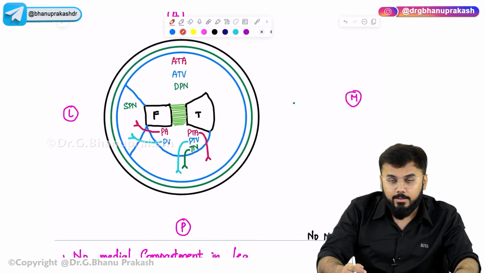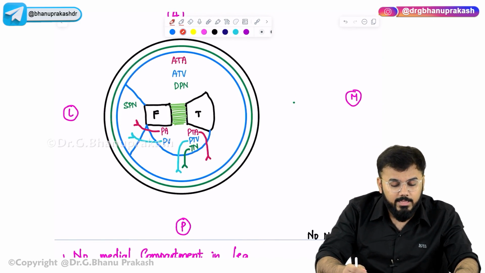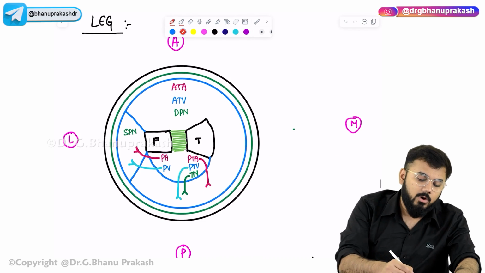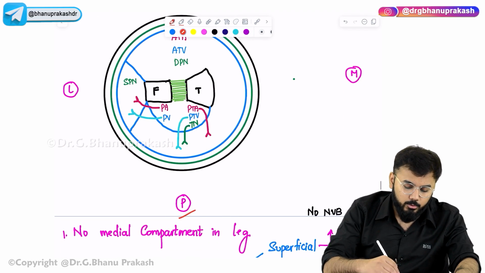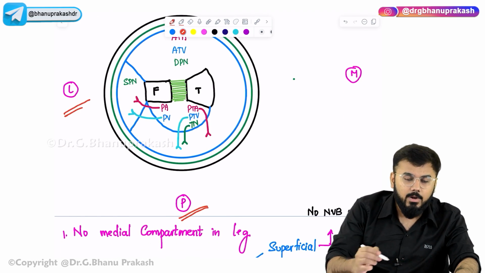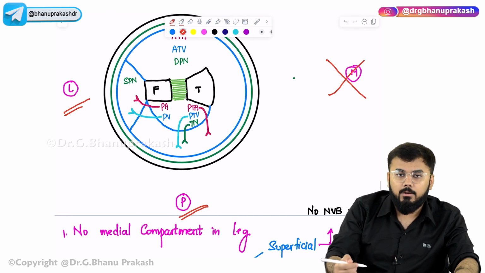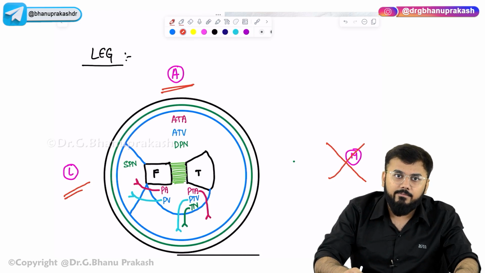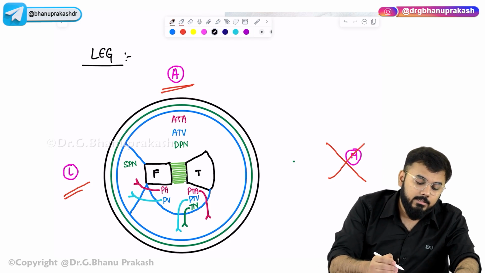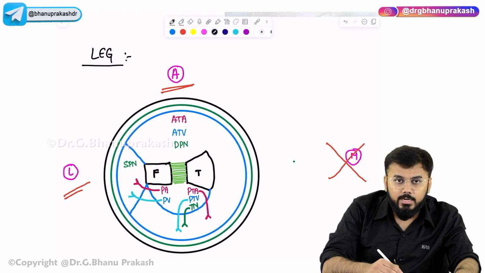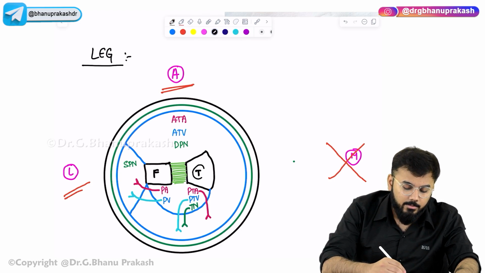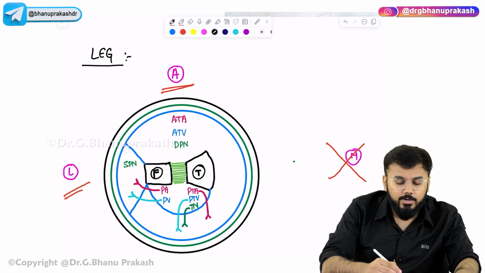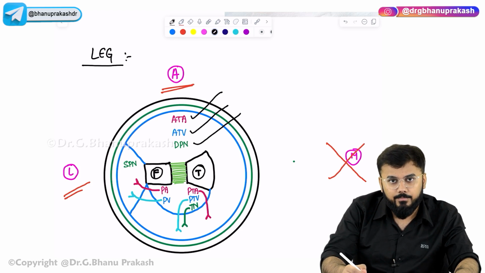Coming to the muscles of the leg, very important. In the leg, how many compartments do we have? We have an anterior compartment, a posterior compartment, and a lateral compartment. We don't have a medial compartment in the leg. Now in the anterior compartment, there are an artery, vein and nerve. The artery located in front of the tibia, this is your tibia bone, this is your fibula bone, is called the anterior tibial artery. The vein is called the anterior tibial vein, and the nerve is called the deep peroneal nerve.